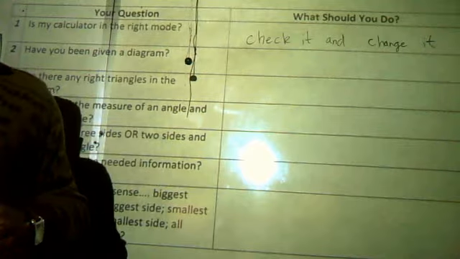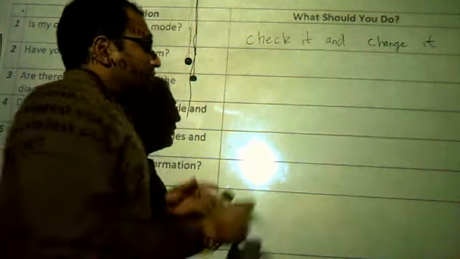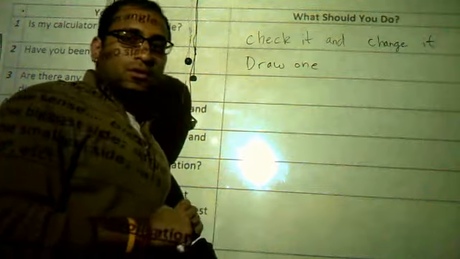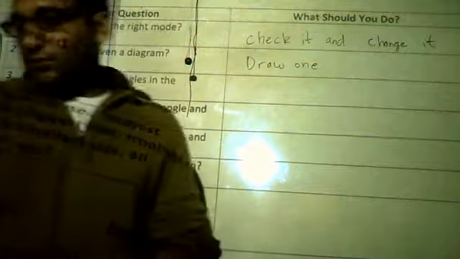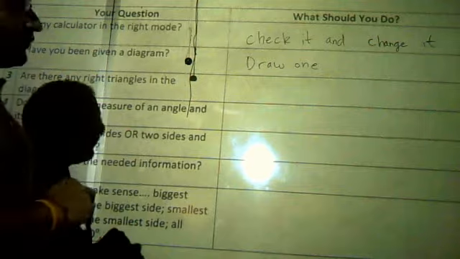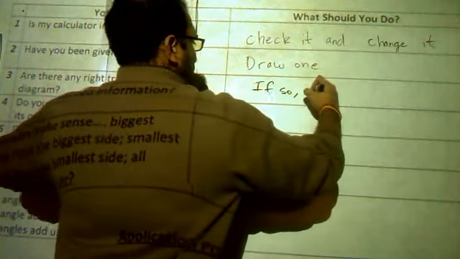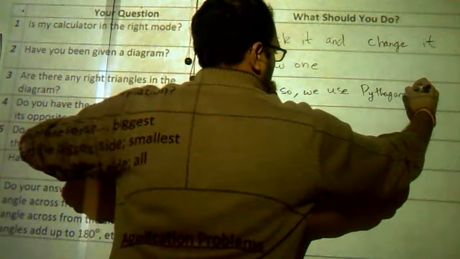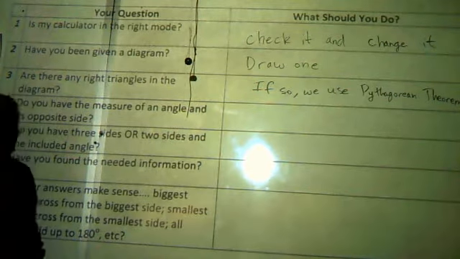Second thing, have you been given a diagram? Even if you do have a diagram, you still need to draw your own. And I highly suggest drawing all the triangles that you possibly see, which you'll see in the sample problems we're about to get to. Third step, are there any right triangles in the diagram? If so, we can use the Pythagorean theorem.